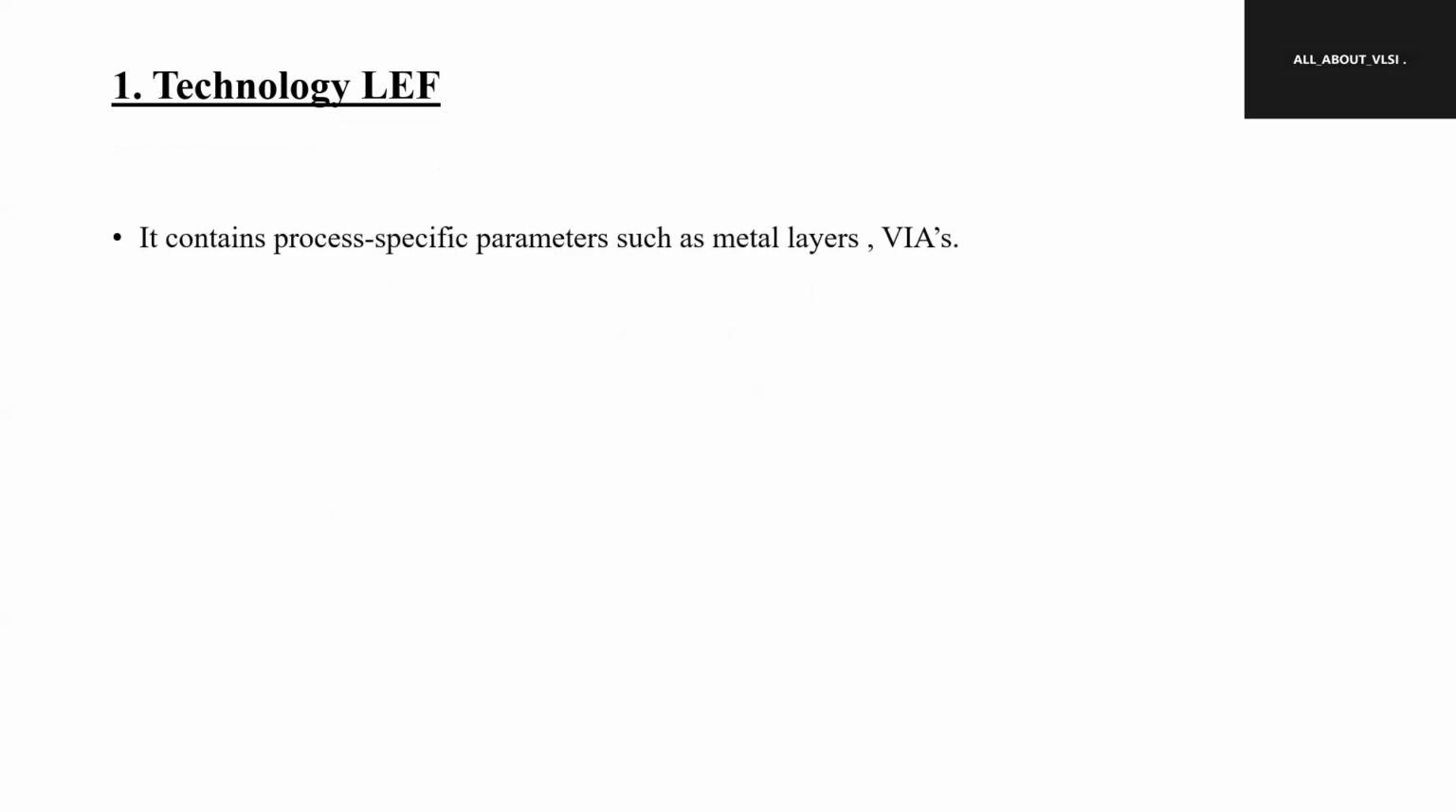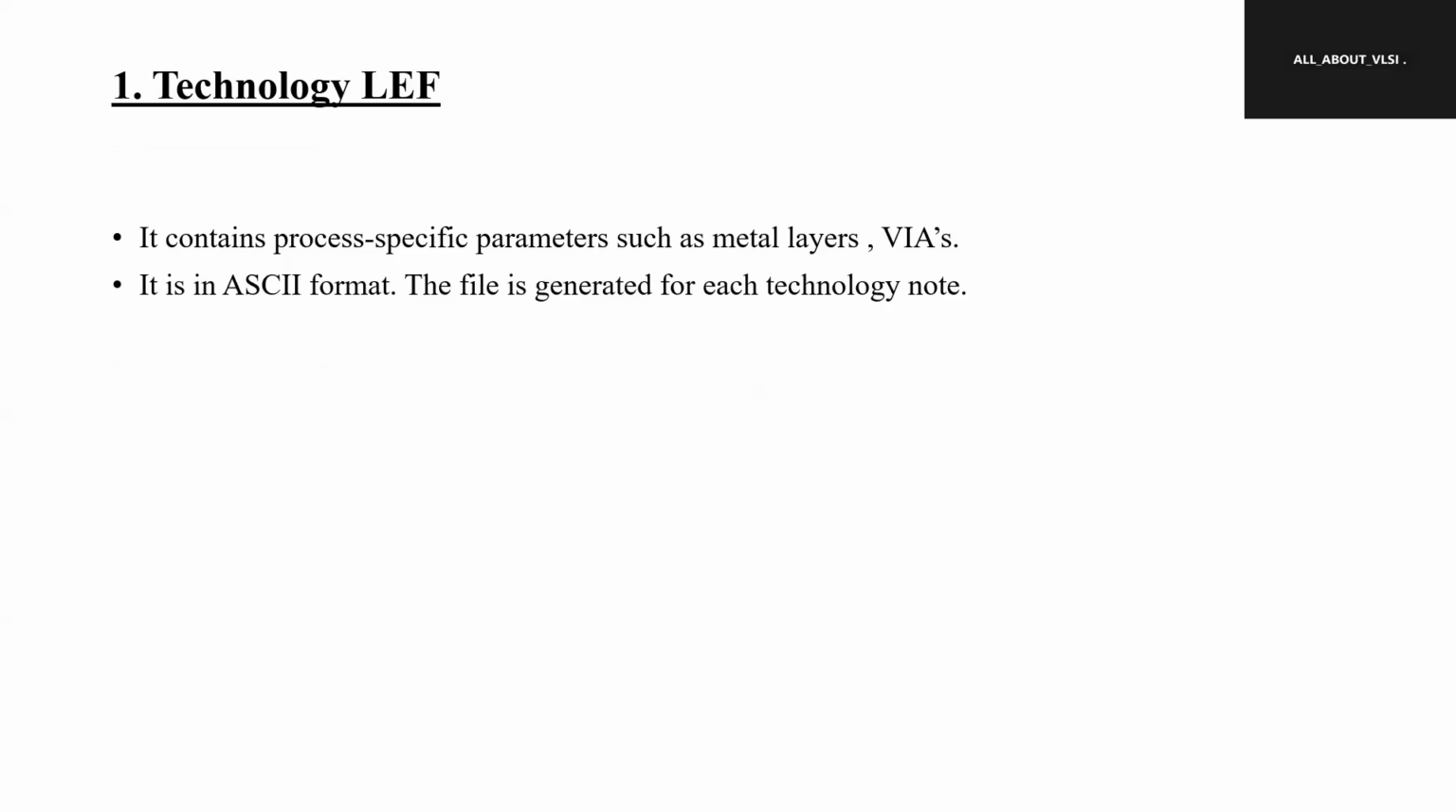Technology LEF contains the process specification parameters, like every parameter of metal layers and vias. At which place we are locating the layers, and at what distance we are placing those metal layers, and what is the distance between metal layers, which means pitch, right? And when we are connecting two layers, at that time we need one wire, right? So what kind of wire we are using, which means fat wires, double cut wires, single cut wires. All this information is presented in the technology LEF file.